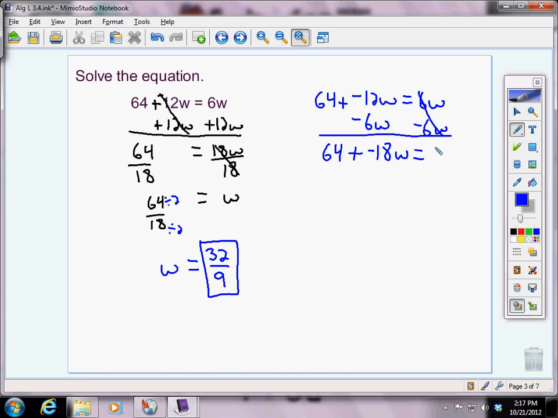How many are you left with? 0. That sometimes confuses people when you subtract it off this side. That's why it's usually better to go this route. But if you do that, you'd have 0. Okay, so you could solve that. We're still going to solve for the negative 18w.